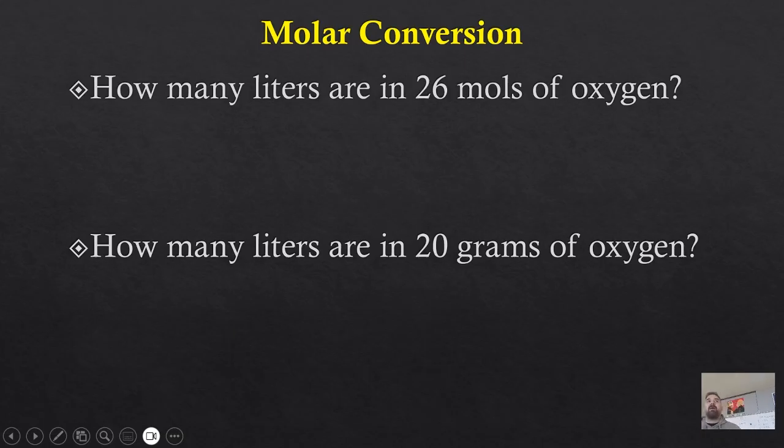Okay, so this time we have liters. So liters is one we haven't done yet. So this is going to be the first time we work with liters.